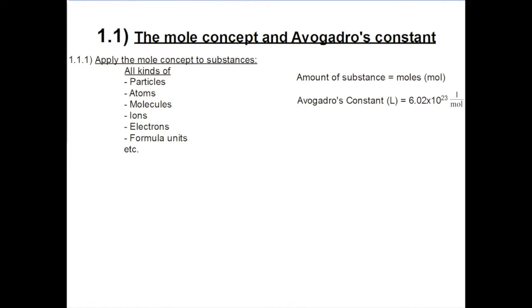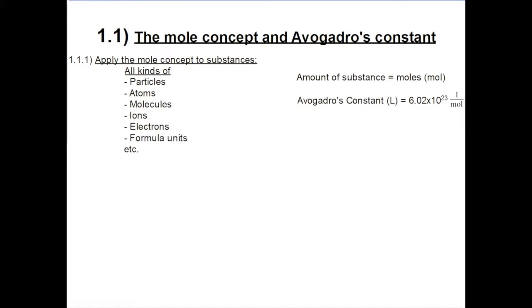Okay, the first topic we'll look at in the chemistry high level syllabus videos is topic 1.1. That's the mole concept and Avogadro's constant. The first learning outcome is called 1.1.1, where you have to learn how to apply the mole concept to substances. And these substances include all kinds of particles: atoms, molecules, ions, electrons, formula units, and so forth.